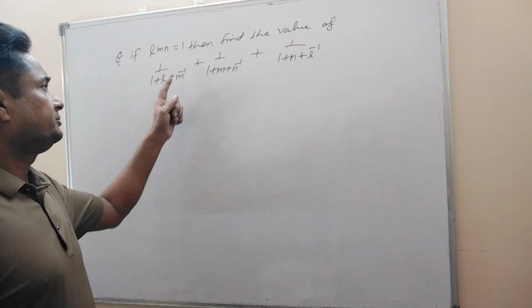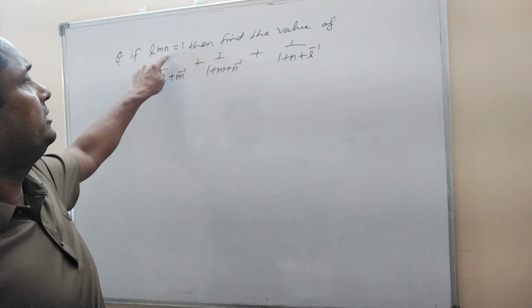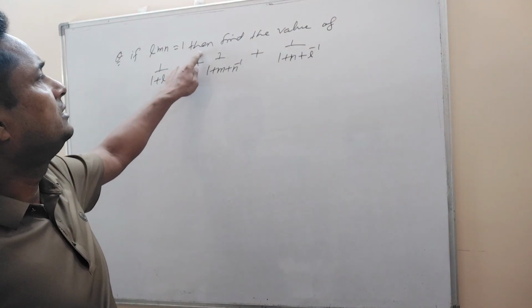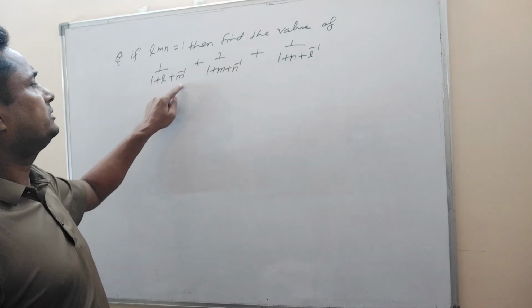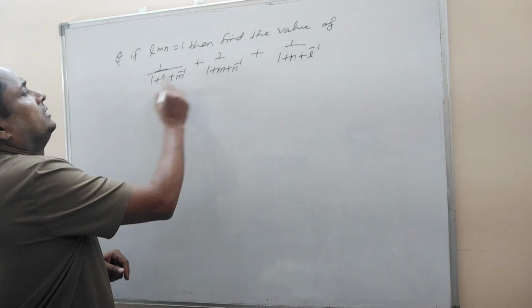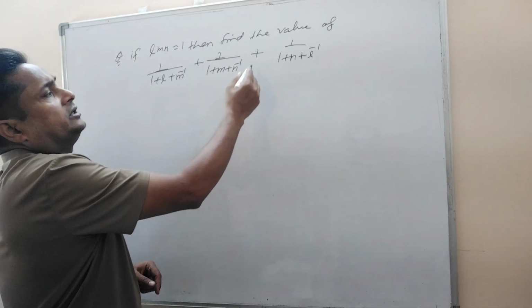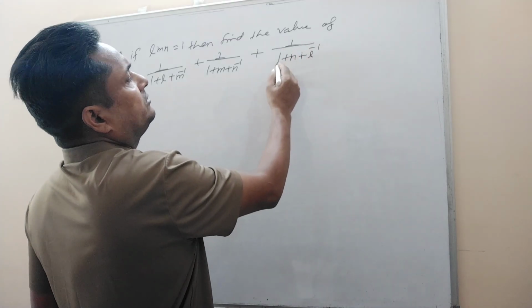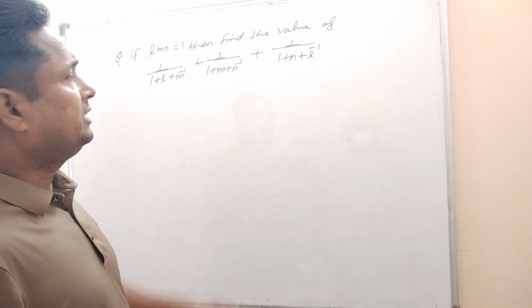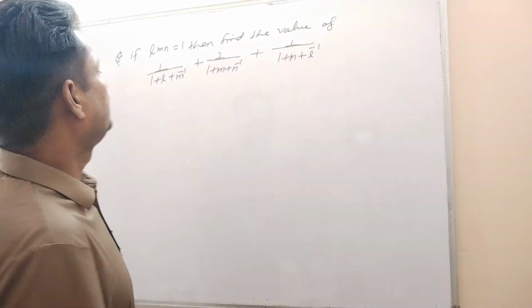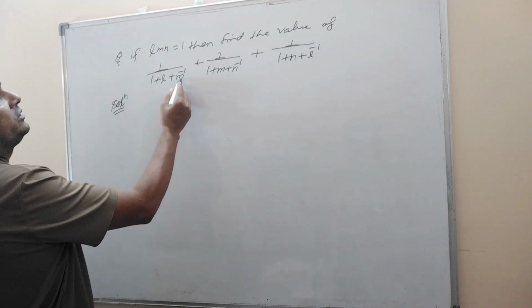Now let's say this is given. If l into m into n is equal to 1, then find the value of 1 by 1 plus l plus m to the power minus 1, plus 1 by 1 plus m plus n to the power minus 1, plus 1 by 1 plus n plus l to the power minus 1. We have to find value of this one. So how will you solve this one? Now first simplify this one.